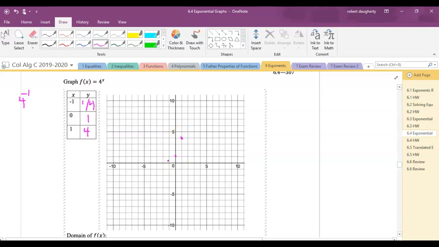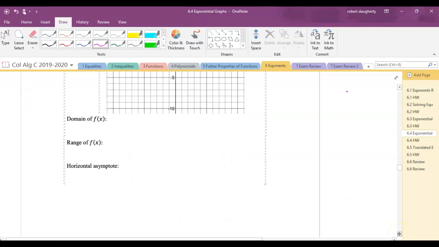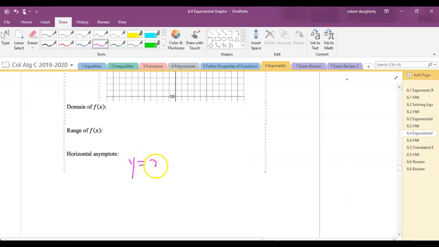This one is 4 to the x, growing quicker than 2 to the x. Everything's going up by 4. It's quadrupling every time, so it's a bigger exponential growth. So that's what 4 to the x looks like. What is the horizontal asymptote? Yeah, y equals 0, off by itself. So y equals 0. You should get bored writing the domain on all of these. And then the range is just 0 to infinity on this guy.